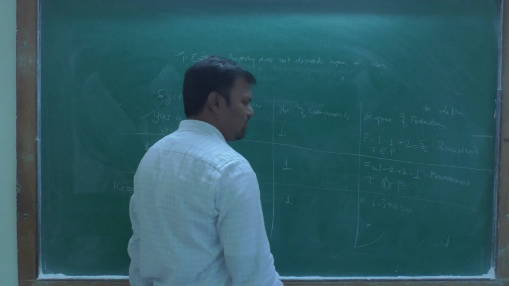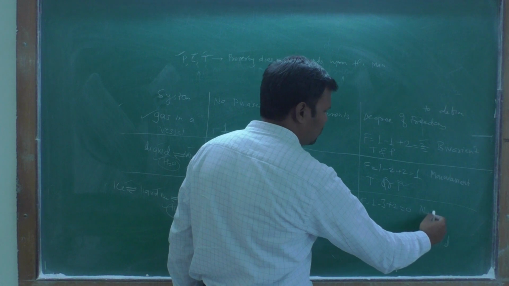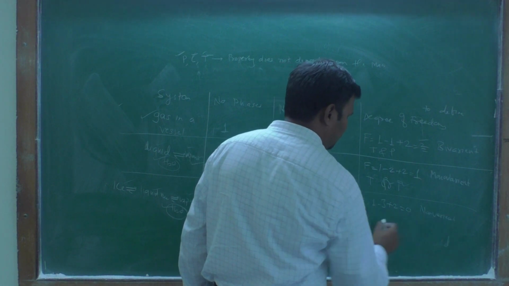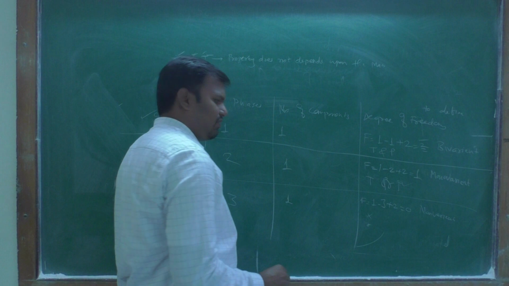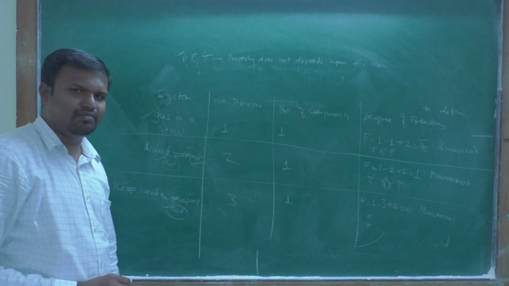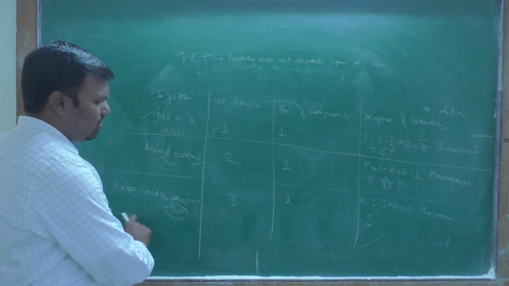is equal to 0. Therefore, it is a non-variant system. If it is 0, it is a non-variant system. Therefore, it has 0 degrees of freedom. Okay, that system has 0 degrees of freedom.